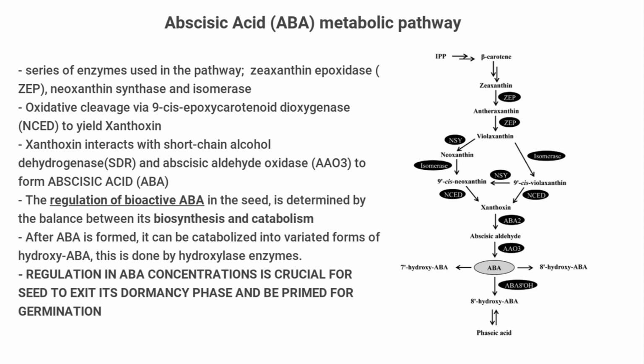When we finally produce ABA, the seed can choose to hydroxylize ABA to inactive forms called hydroxy-ABA. This would cause ABA concentration to drop, which can potentially give way for germination to occur. Therefore, the balance between the synthesis and catabolism of ABA in the metabolic pathway can cause changes to the overall ABA concentration in our seedling.